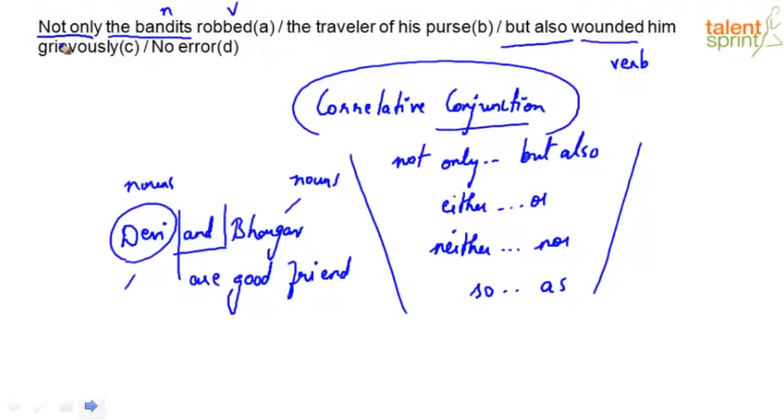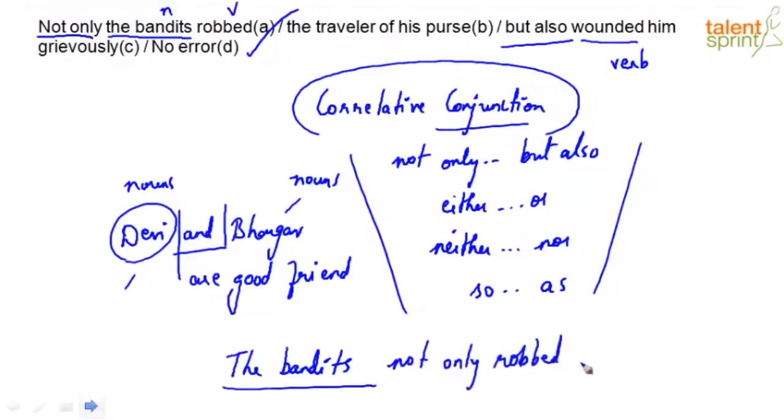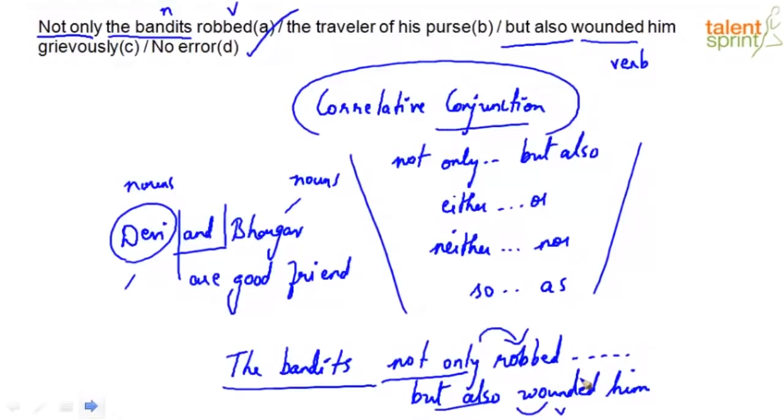So the error is in part A. All I will do is say the bandits, start with the subject. The bandits not only robbed the traveler, but also wounded him. So here, if you see what's happening, not only is followed by the verb, but also is followed by the verb. So there is a parallel construction. That's what I'm talking about. So when you have correlative conjunctions, what you need to look for is parallel construction.